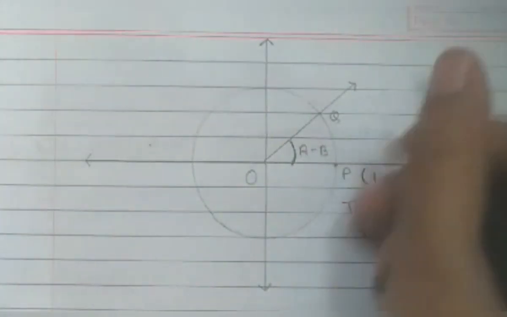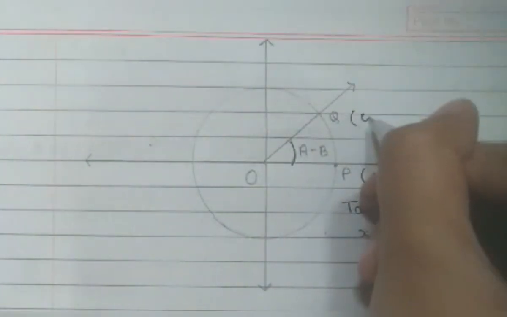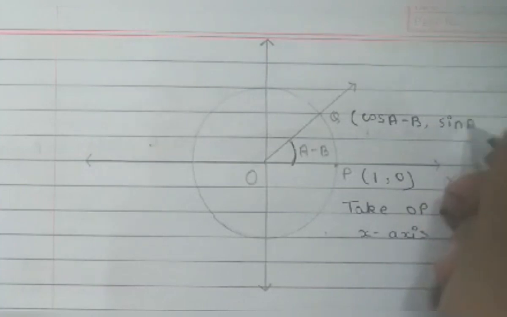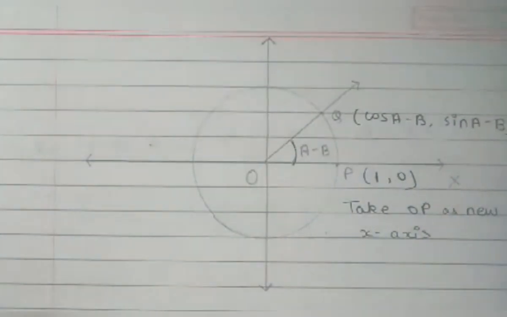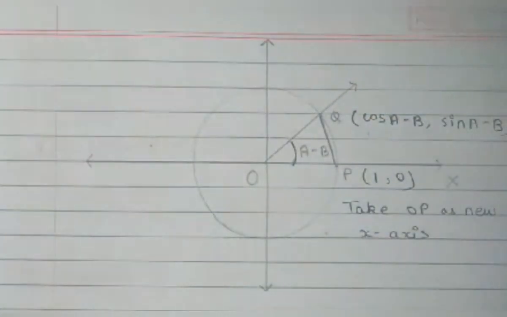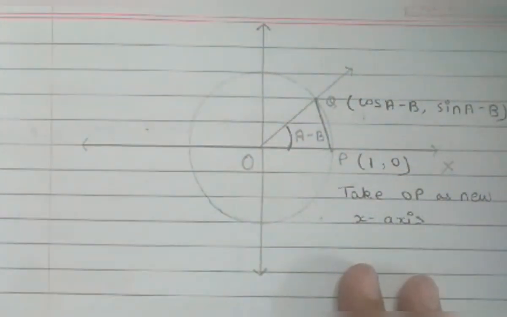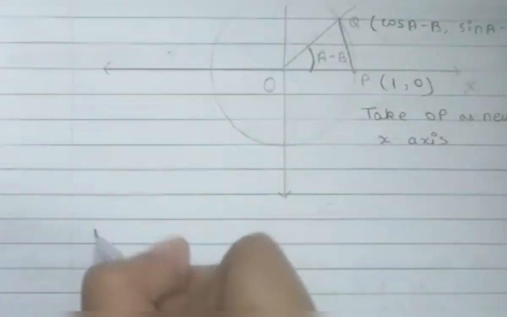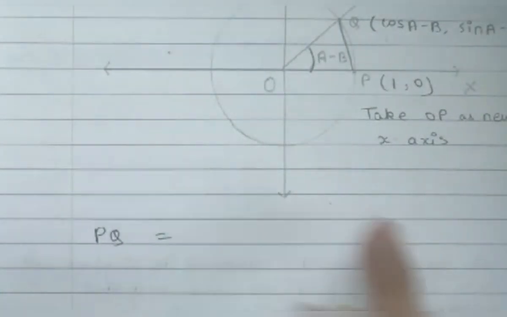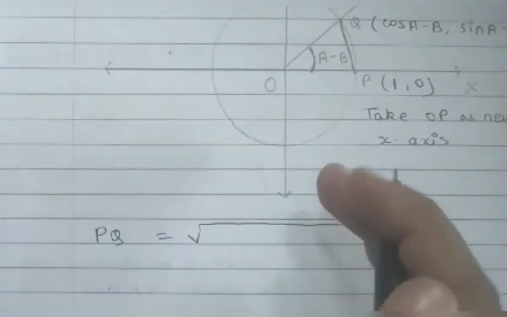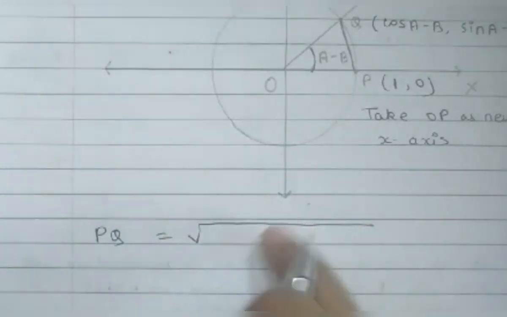A minus B. So the new coordinates of Q would be cos of A minus B, sine of A minus B, right? Now if we want to find this length PQ, as you can see I have drawn it, we can also find it using the distance formula. So let's find the length again for PQ. I'm not writing the distance formula again because I have mentioned it before. You can resume the video and see what the formula was.